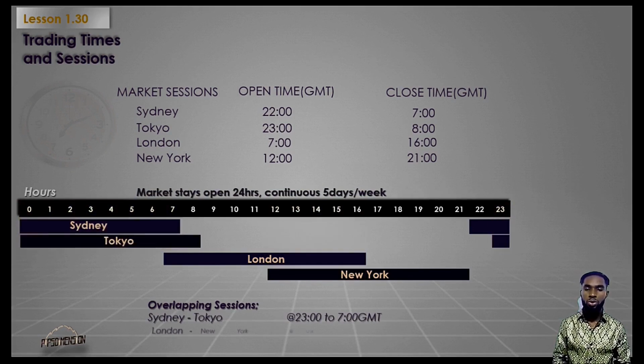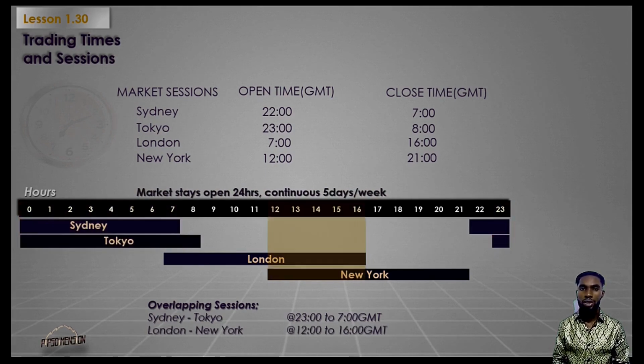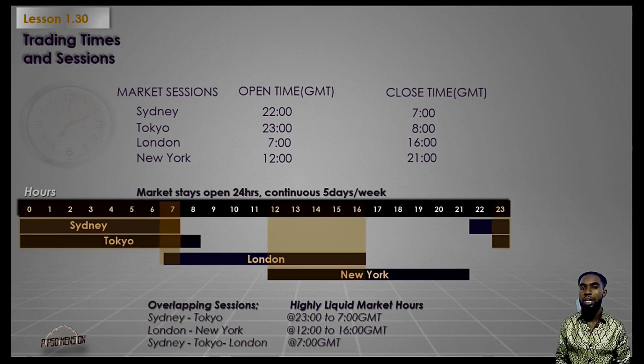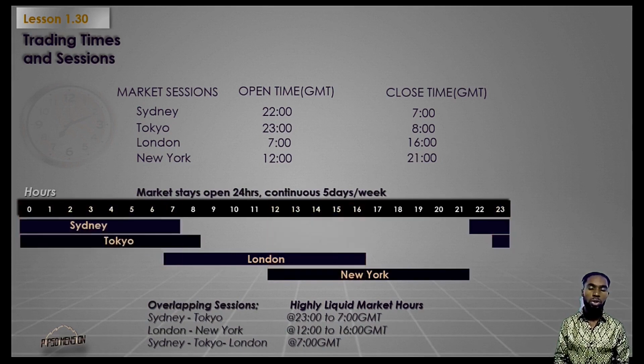The London session also overlaps with the New York session within the hours of 12 to 16 GMT. And the Sydney, Tokyo and London sessions all overlap at the hour of 7 GMT. It is important to take notice of these overlapping sessions because 2 or more sessions open increases the number of participants in the market and makes the market more liquid. More liquidity gives traders more trading opportunities, and that really occurs during these overlapping sessions.